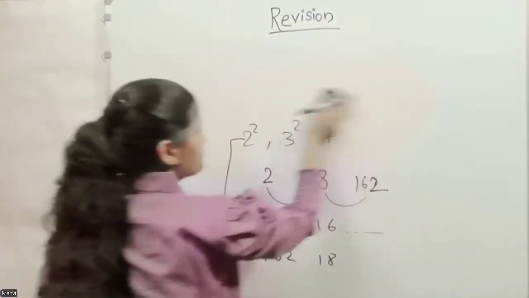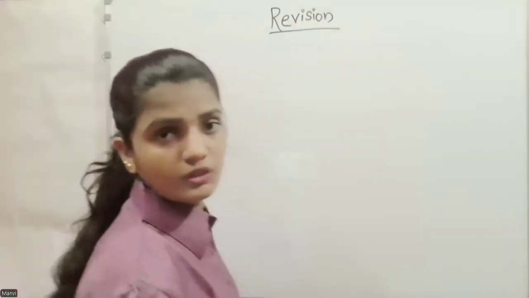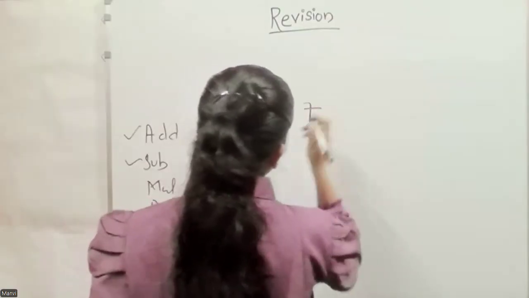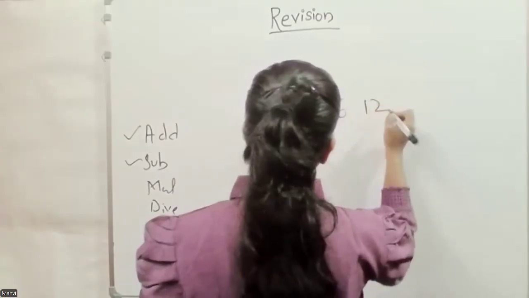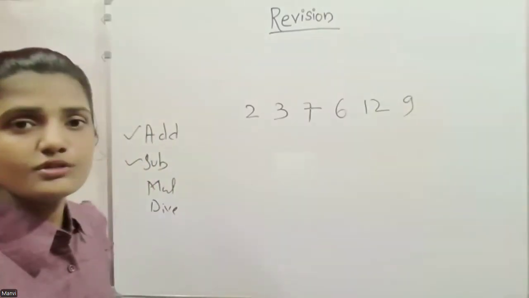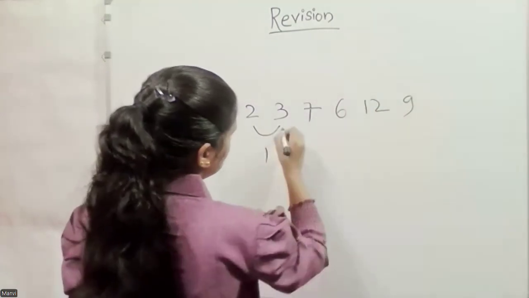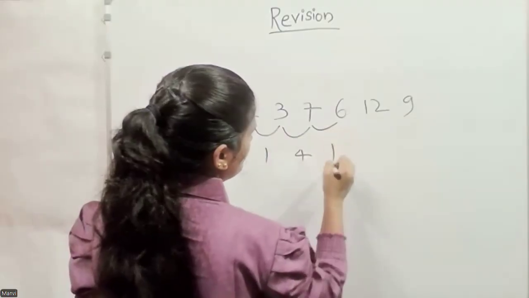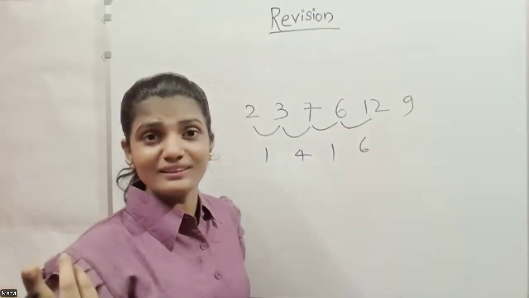One more different type of sequence is one which follows two sequences at the same time. For example, we have 2, 3, 7, 6, 12, 9. If you start with this question, the difference between these two is 1, then for these two it's 4, then these two 1, then these two 6. What do we need to do in this?